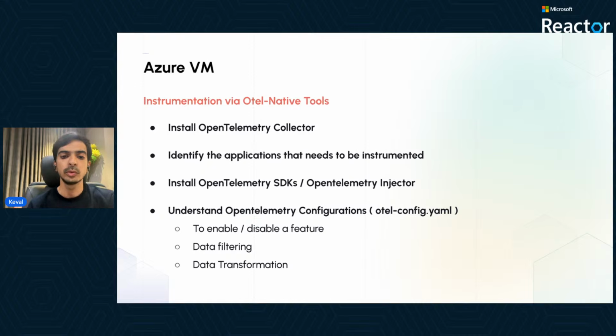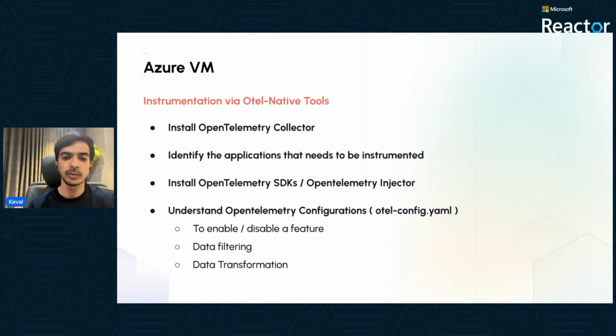If you want to do some data transformation on top of this OpenTelemetry data, so let's say if you want to filter out any data before sending it to an observability backend like Middleware, or if you want to transform the data, or let's say if you want to enable or disable any feature set like DB monitoring or so.